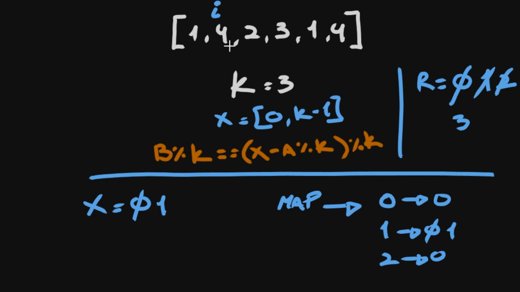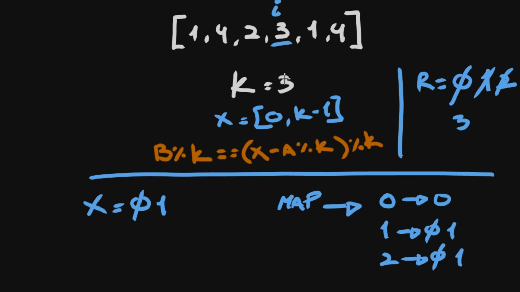Now we are here, 4 modulo 3 is 1, so we are looking for 1 minus 1 modulo 3 again. This is 0, so we take 0 plus 1, meaning 1, and we put in map at 1, a 1. Now we are here, and 2 modulo 3 is 2, so we are looking for 1 minus 2 modulo 3, and this is minus 1 modulo 3, meaning 2. So we take 0 plus 1, meaning 1, and we put that in map at 2. So this is now 1.